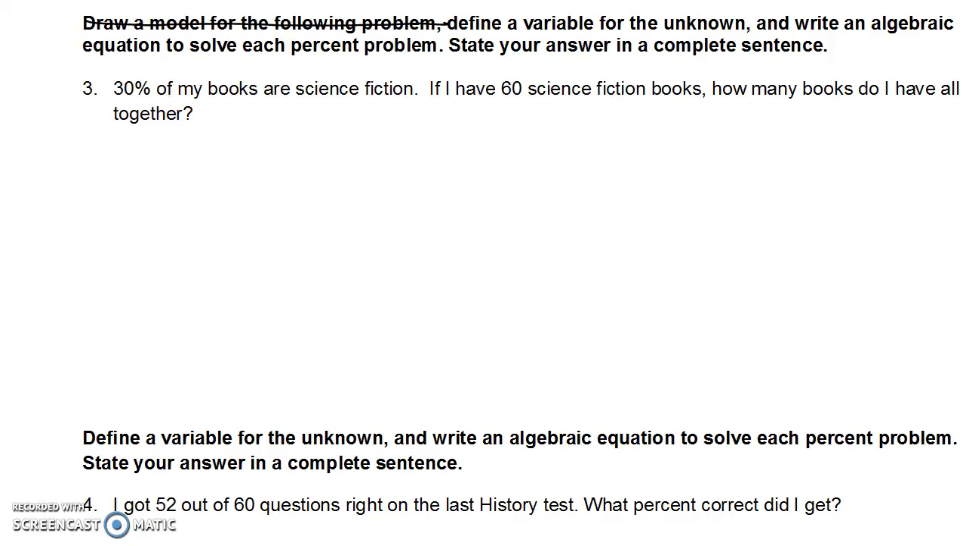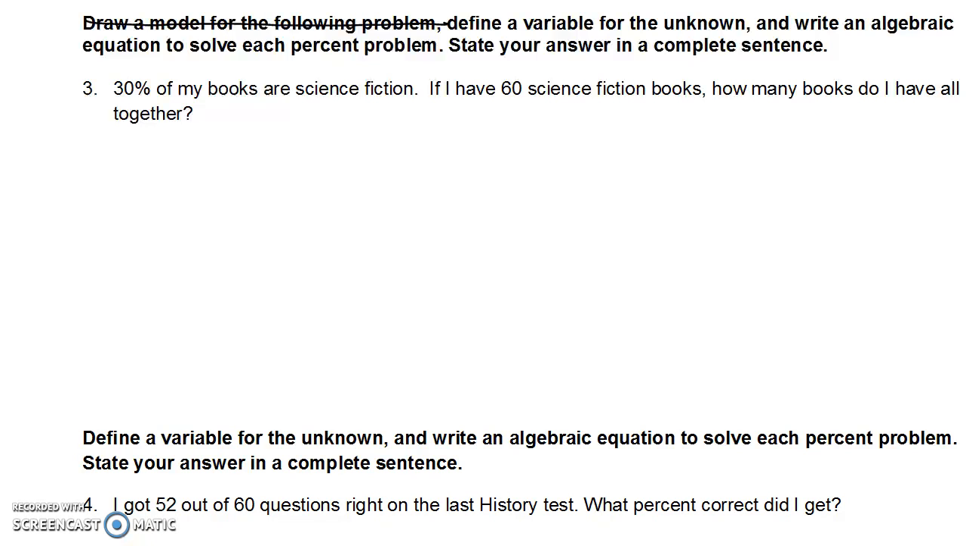On 4.3e, we are going to start at question number 3. We are going to focus on solving percent equations. Something that's important to note is that when using a percent in a percent equation, it must be in decimal form. The formula that we're going to focus on is that a whole times the percent equals the part.